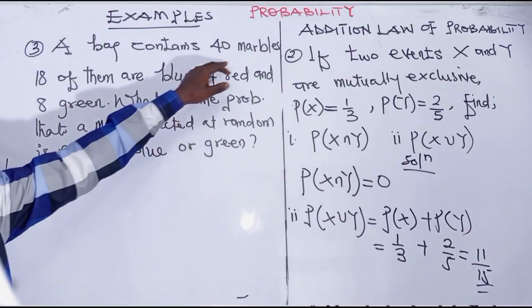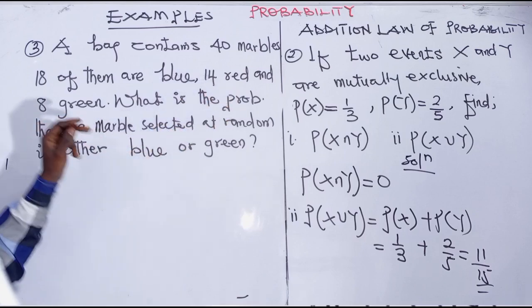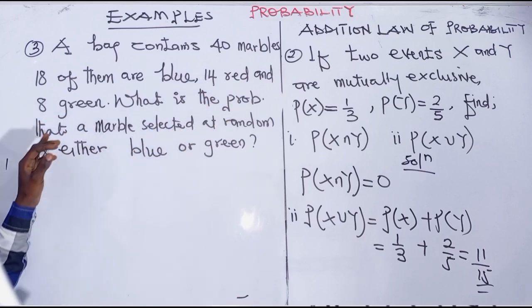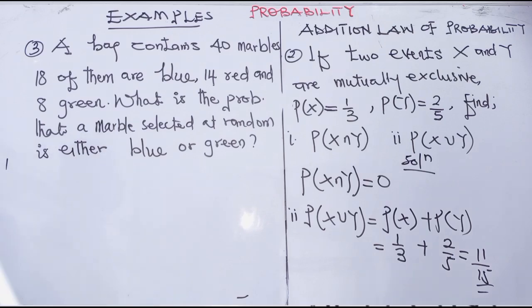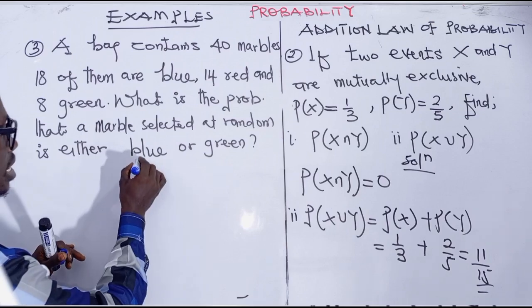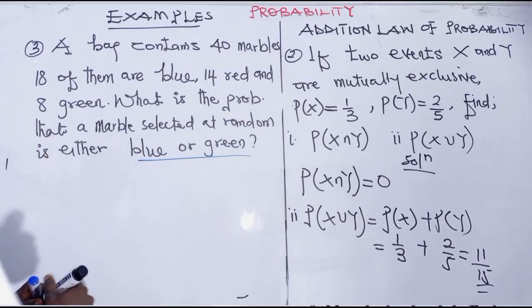A bag contains 40 marbles, 18 of them are blue, 14 red, and then 8 green. What is the probability that a marble selected at random from the bag is either blue or green? Very, very easy. The keyword is either blue or green. So let's start.